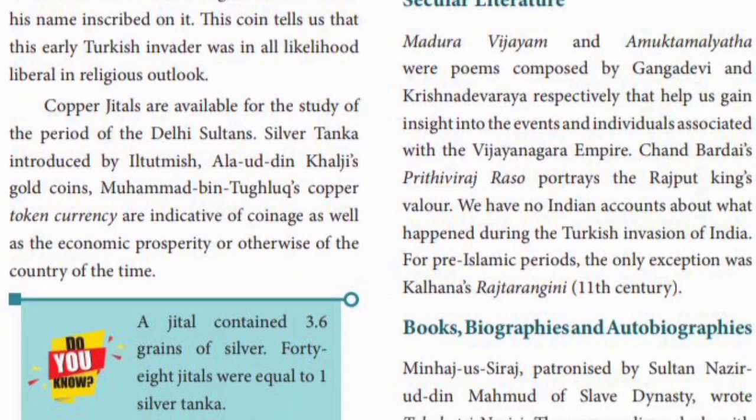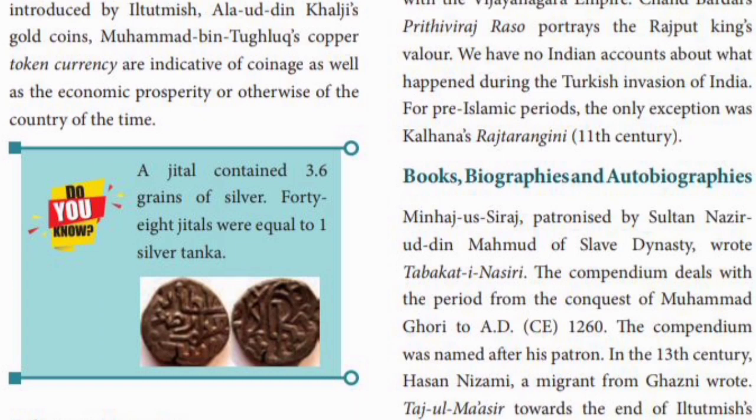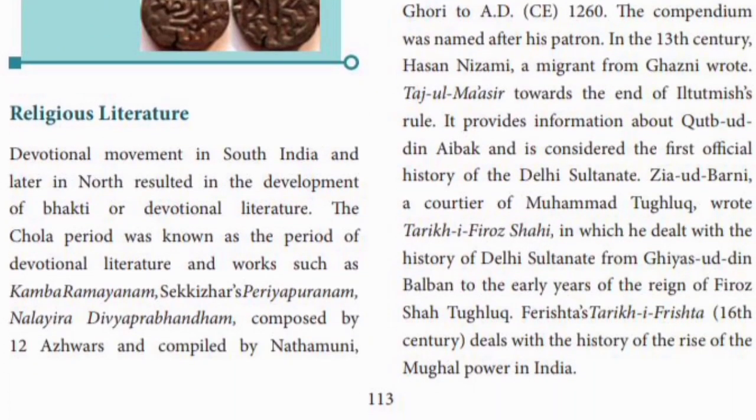And then copper jittals provide the study of the Delhi Sultanate. And the silver tanka was introduced by Iltutmish. Then Alauddin Khalji's gold coins. Then Muhammad bin Tughlaq's copper token currency. Then in the second session I told about a jittal containing 3.6 grains of silver, and 48 jittals equal to 1 silver tanka.